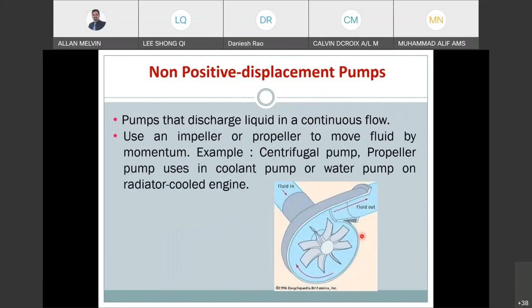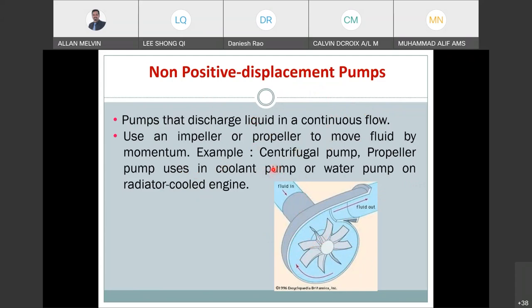Non-positive displacement pumps are pumps that discharge fluid in a continuous flow. Fluid comes in, and you use an impeller or propeller to create a flow and move it into the system. When you have a propeller, you can create a flow, as you can imagine. One advantage of the non-positive displacement pump is that it can produce a continuous flow. We will compare with the positive displacement pump later to see how it differs.